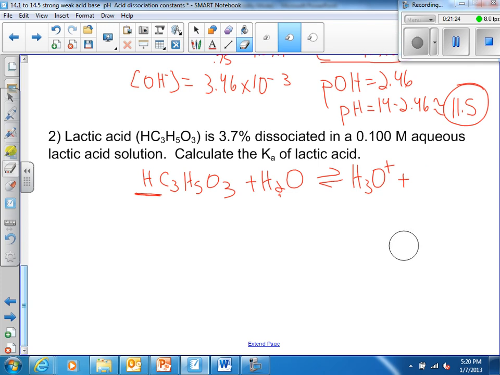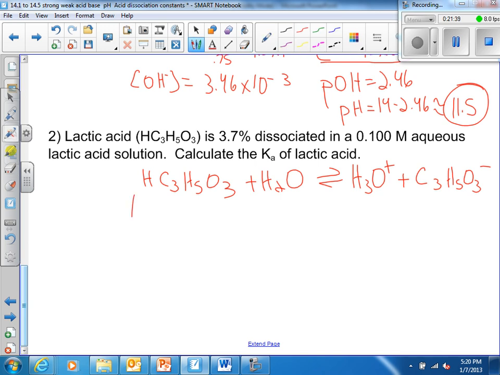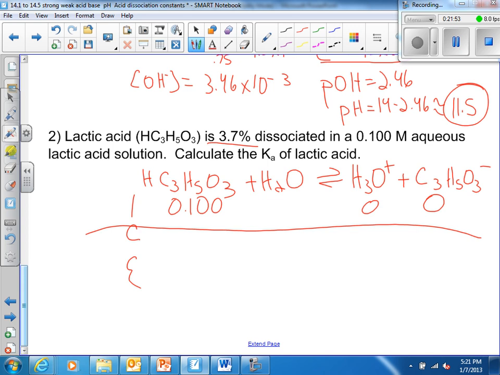C3H5O3 minus. Okay, and we're going to make our ICE box. Now, I've actually given you some information by telling you this percent. I gave you the initial concentration, 0, 0.